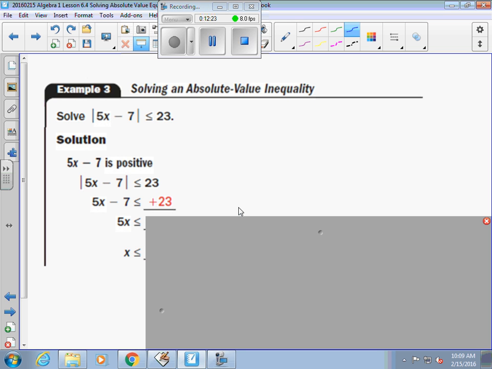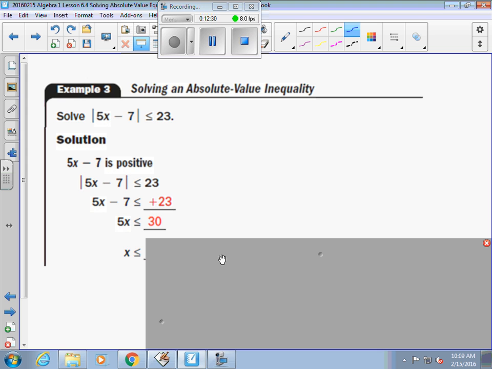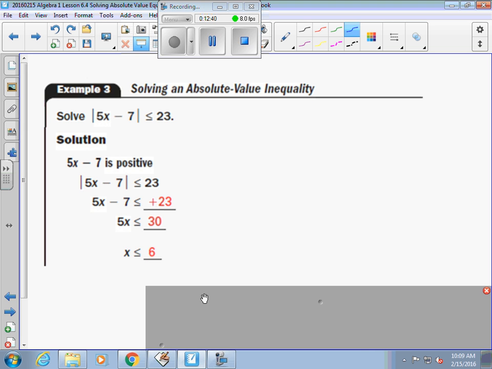So remember, you treat it just like an equation. Undo minus 7 by adding 7 to both sides. 5x, you don't need to reverse the symbol. All we did was add 7. 5x is less than or equal to 30. Get x by itself by dividing by 5 on both sides. x is less than or equal to 6. Again, you didn't need to reverse the symbol because we divided by positive 5.